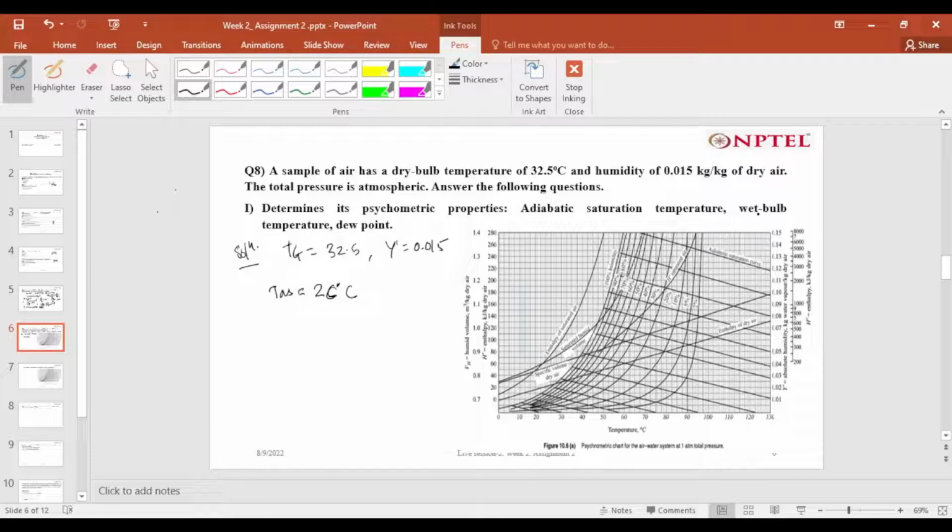Question 3: how much heat is rejected if 1 kg of air, dry basis, is cooled down from 32.5 degrees Celsius to 15 degrees Celsius? Here vapor pressure of the water at 50 degrees Celsius is given as 0.0168 bar. All of you try to solve these problems. You can also follow me.